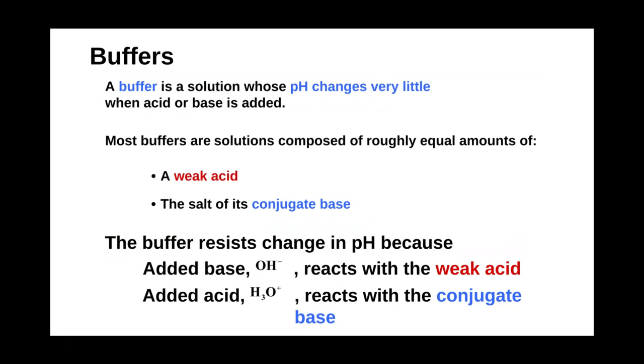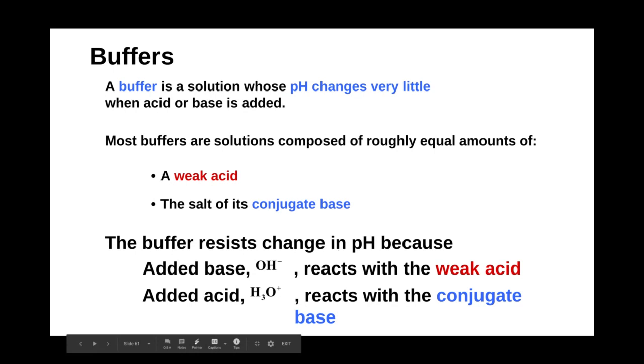Well, why does that make sense? Well, a buffer resists a change in pH because the added base, because remember we always write bases typically as hydroxide ions, will react with the weak acid, and the added hydronium, which again comes from donating a proton from the acid to water, will react with the conjugate base.